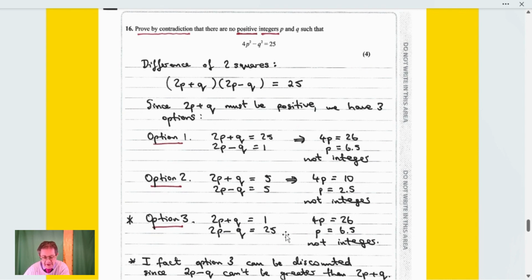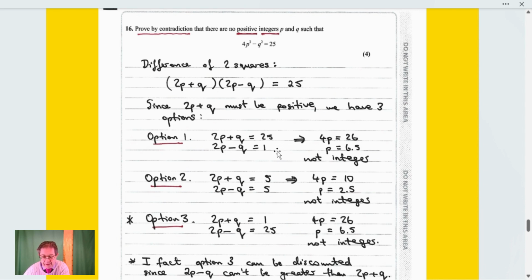Though you will probably say straight away that can't be the case, because if p and q are positive, 2p plus q must be bigger than 2p minus q. For that matter, the second option can't be true because q would be naught, and that's not a positive integer. So back to option 1.